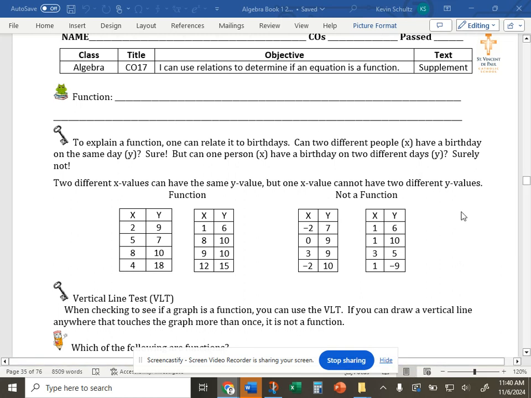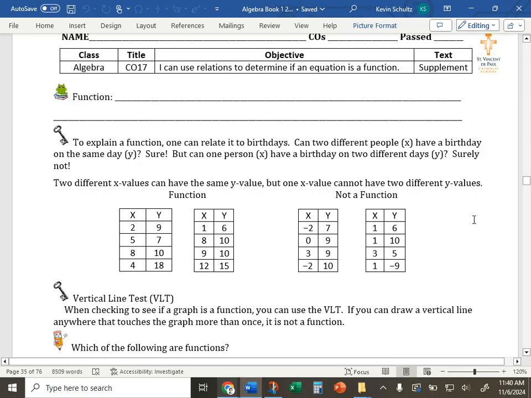Algebra. We are moving on to CO17, which is talking about functions.